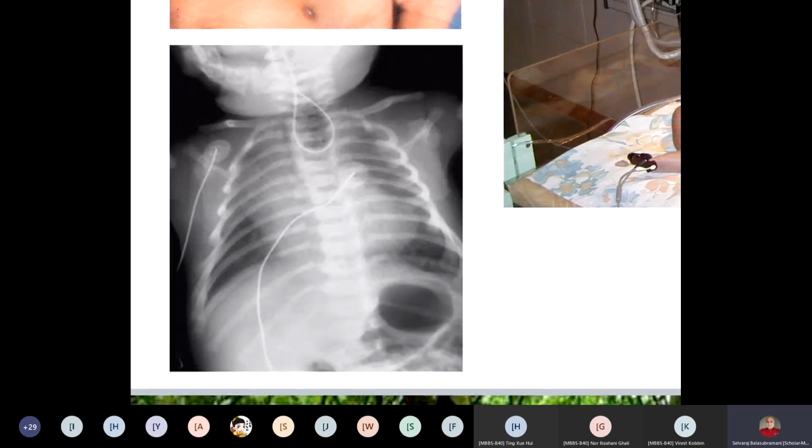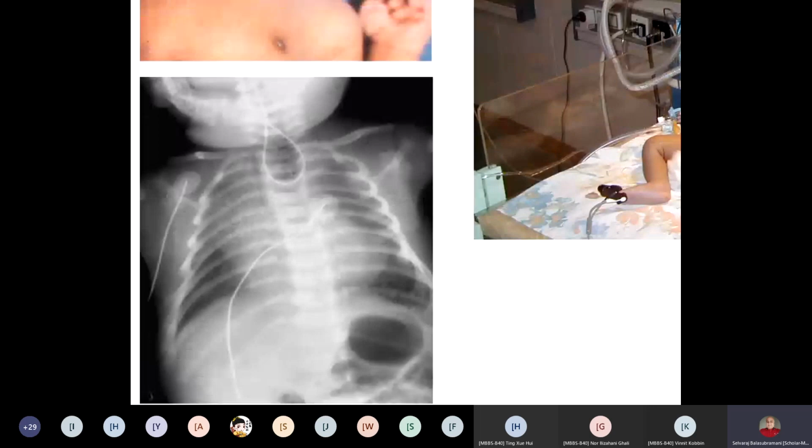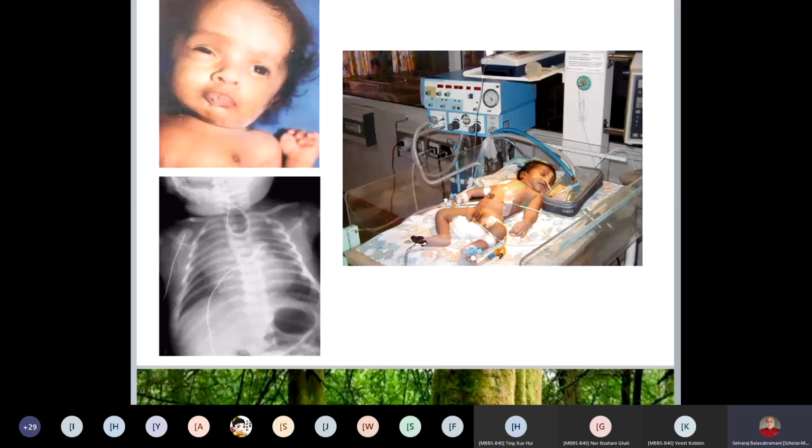Very good. You are seeing a gas bubble also in the stomach. So there is a fistula. Tracheoesophageal fistula, 1-day-old baby, and this baby I operated. You are seeing this baby here in the post-operative ward in the neonatal intensive care unit, the NICU. You are seeing this baby has been ventilated, connected to the ventilator.